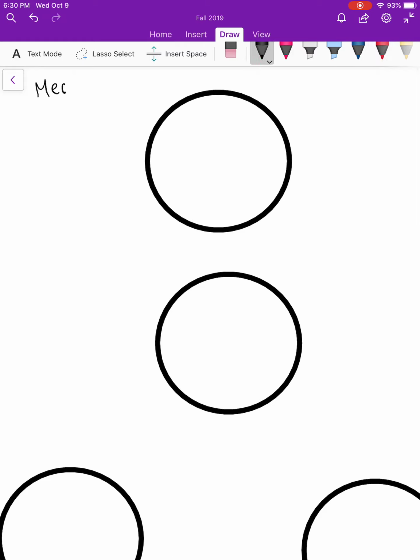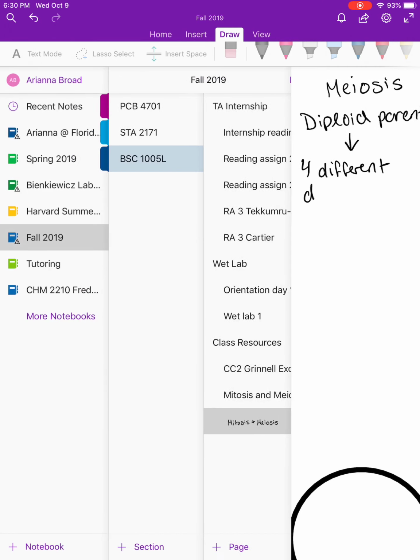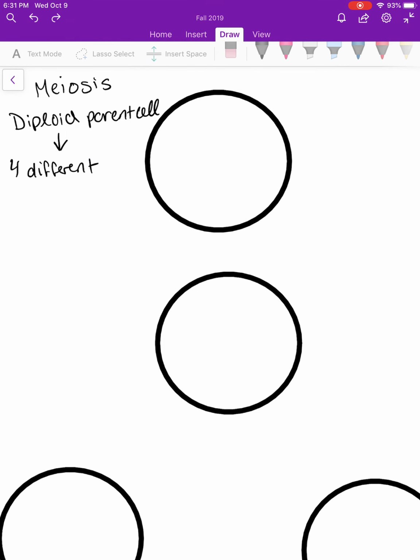So meiosis. Meiosis is the process where we go from a diploid parent cell to 4 haploid daughter cells. Okay? So we're going to go through what exactly this means, the important phases in meiosis that you guys need to know, and how this differs from mitosis.